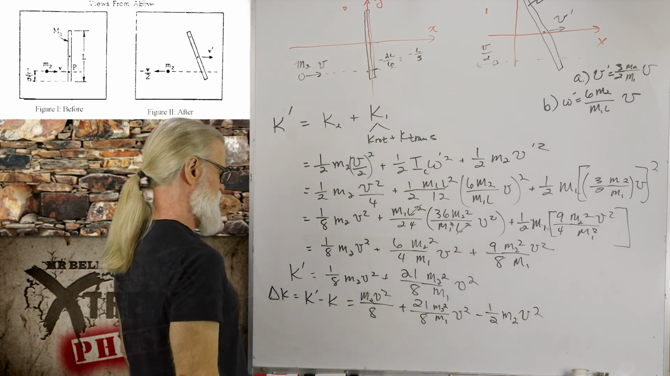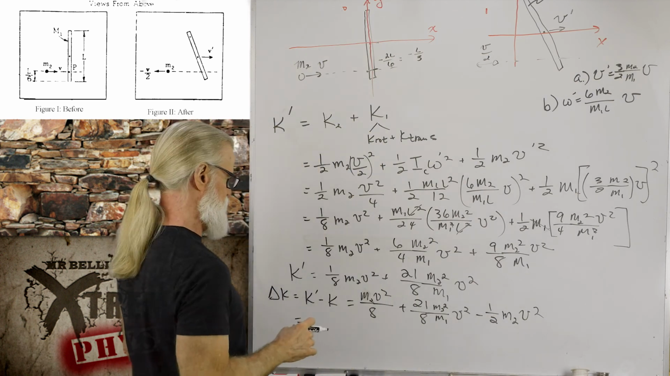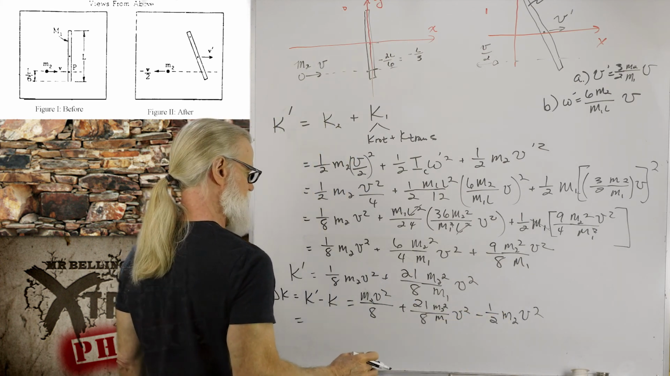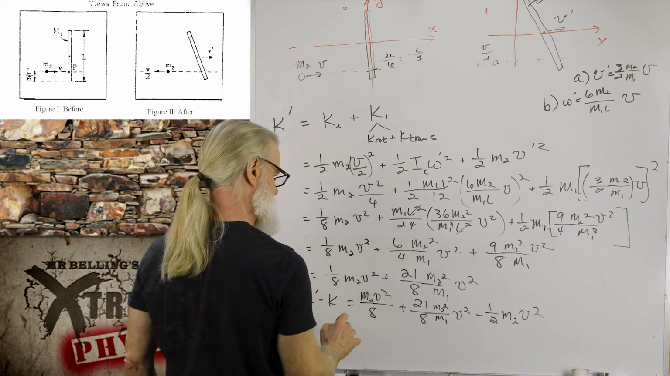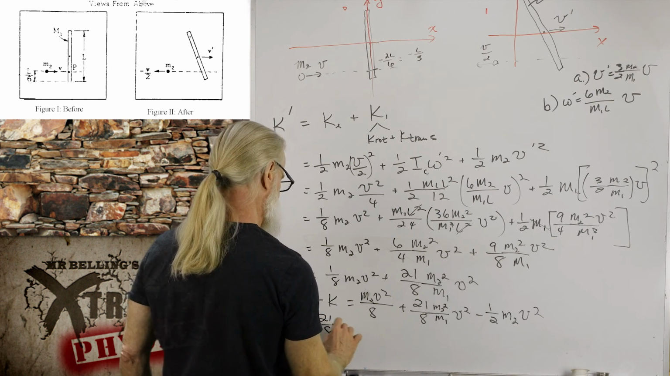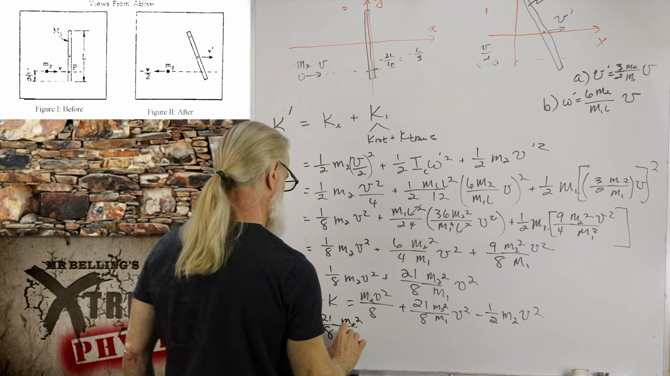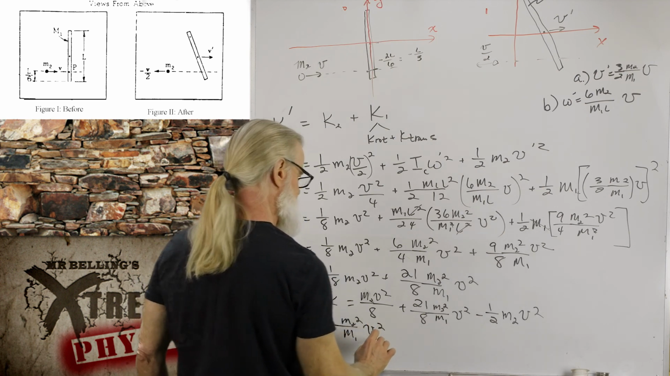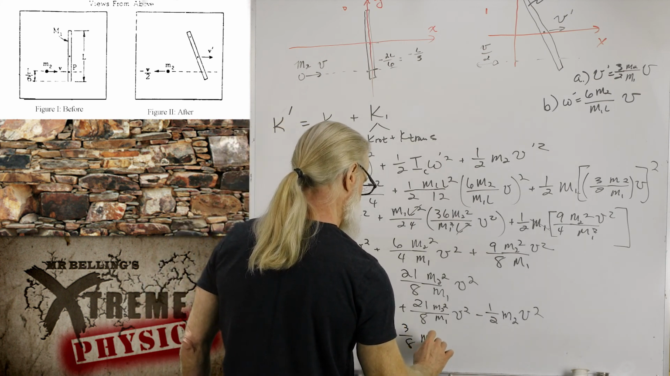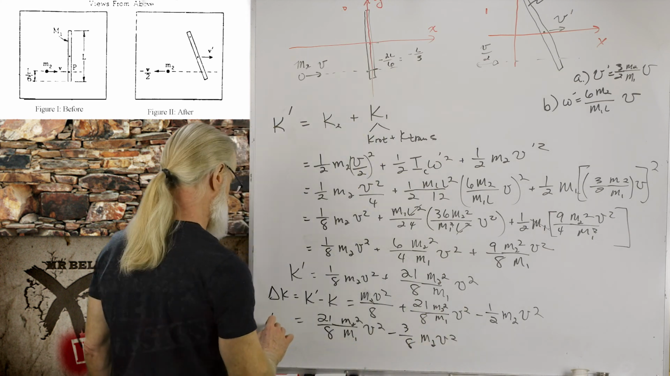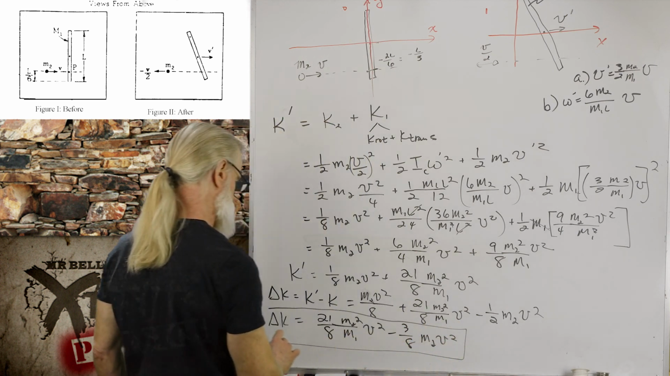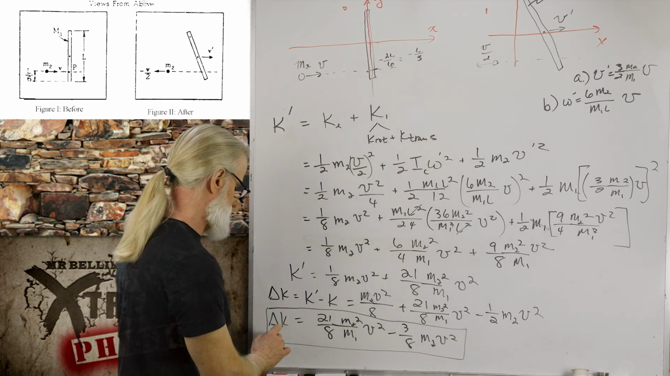All right. So I guess we're just going to subtract these two things. So we got 1/8 minus 1/2. So that's 4/8. 1/8 minus 4/8 is negative 3/8. So what I got? 21/8 m2 squared over m1 v squared minus 3/8 m2 v squared. That looks like that's the change in kinetic energy right there. All right, so that would be C.